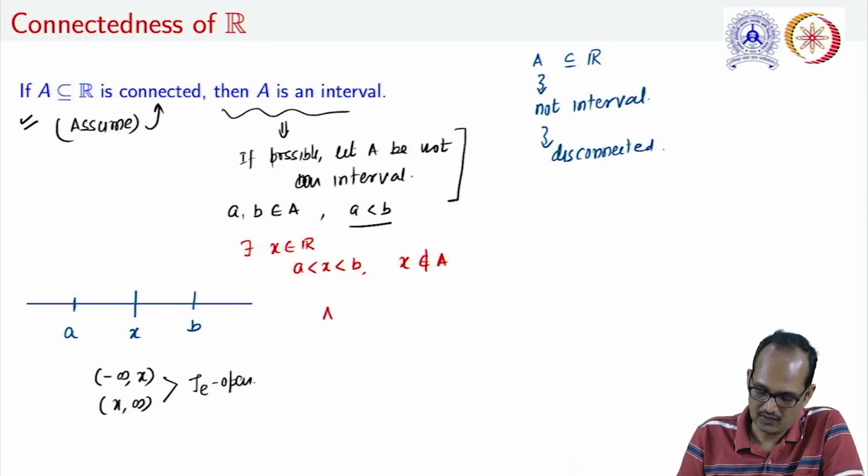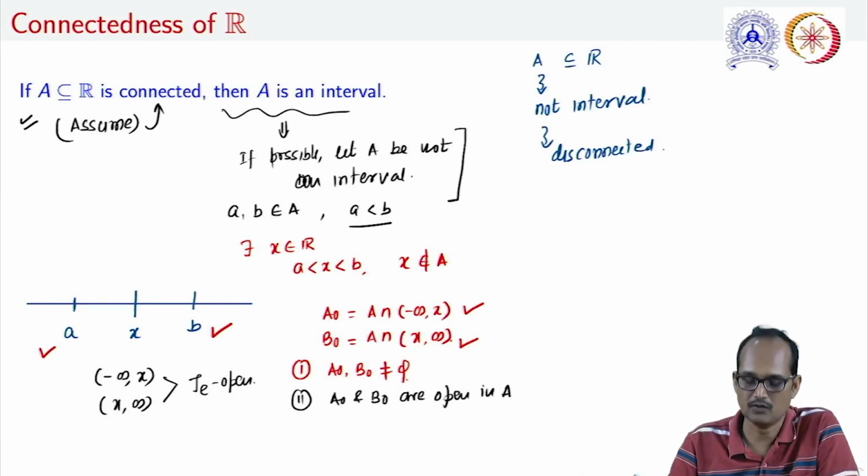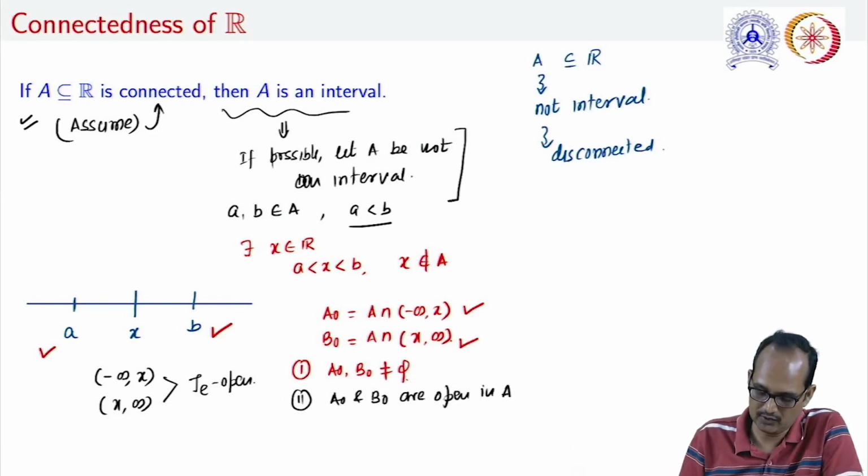Now let us take A naught as the intersection of A with this interval (minus infinity, x), and B naught as the intersection of A with the interval (x, infinity). Note that A naught and B naught are both non-empty because a is a member of A naught and b is a member of B naught, which is clear from here. Also, A naught and B naught are open in A, as we can visualize A as a subspace of the real line with Euclidean topology.